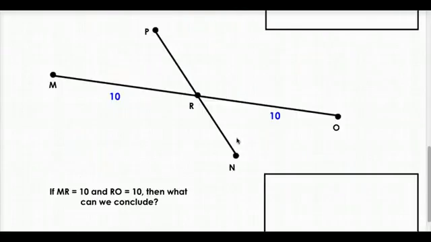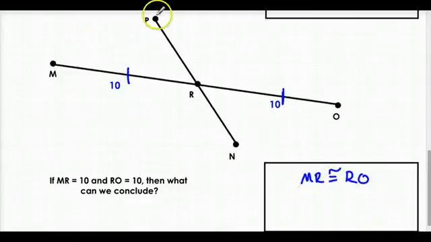Nice. Now finally, if MR equals 10 and RO equals 10, then what can we conclude? Well, there's a few things we conclude. One, we know that MR is congruent to RO, right? They're the same length. So that's an easy one. So we'll say that MR is congruent to RO. They're the same length. That's how we say that. Now here's the harder part. We see that R is in the middle here, so we also know that R must be the midpoint, right? Because it's in the middle.